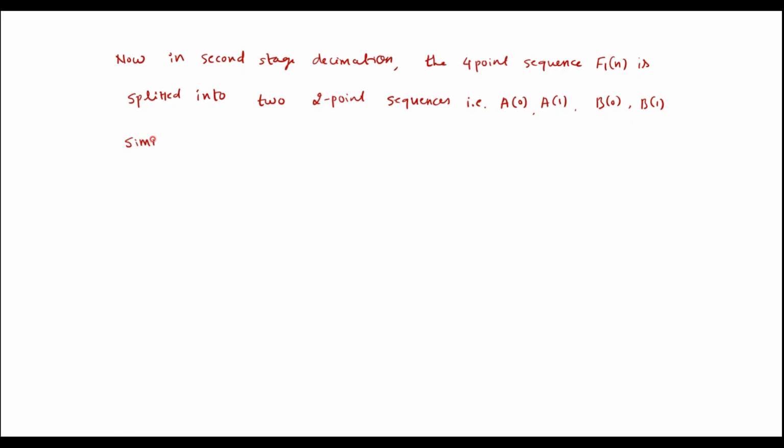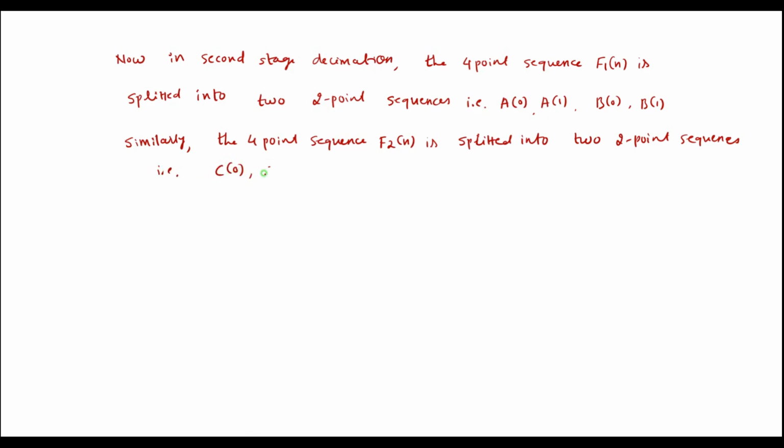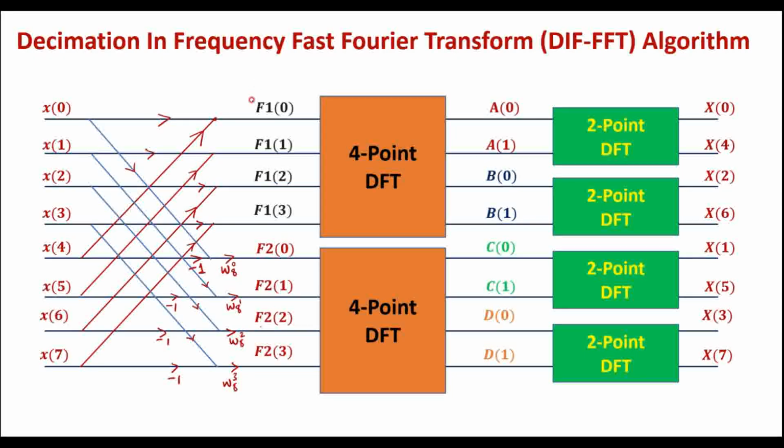Similarly, the 4-point sequence f2 of n is split into two-point sequences, that is c of 0, c of 1, and d of 0, d of 1. Now let me write these equations directly. So as here we can see, f1 of 0 is the sum of x of 0 and x of 4. So here a of 0 will be f1 of 0 plus f1 of 2, and a of 1 will be f1 of 1 plus f1 of 3.